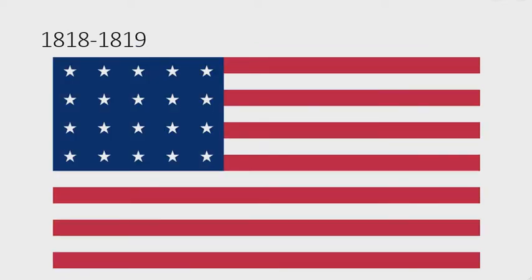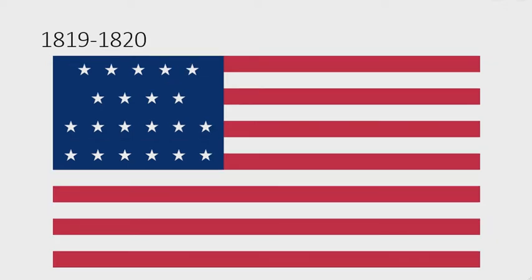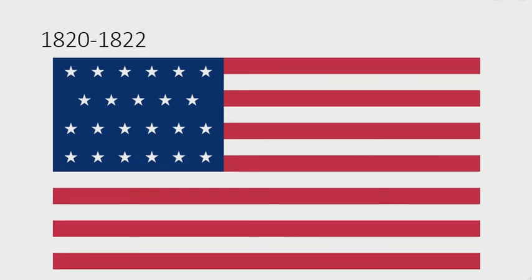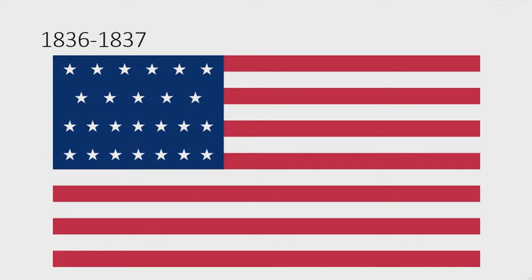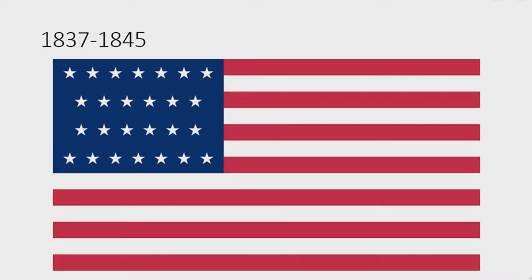1818 to 1819, there are now only 13 stripes and there are now 20 stars. 1819 to 1820, there are now 21 stars. 1820 to 1822, there are now 23 stars. 1822 to 1836, there are now 24 stars. 1836 to 1837, there are now 25 stars.